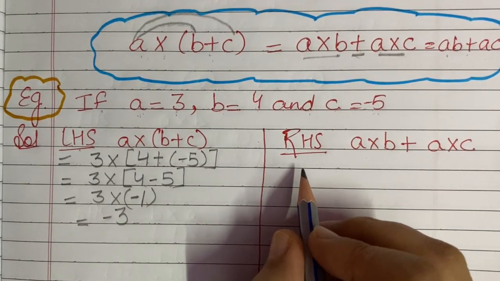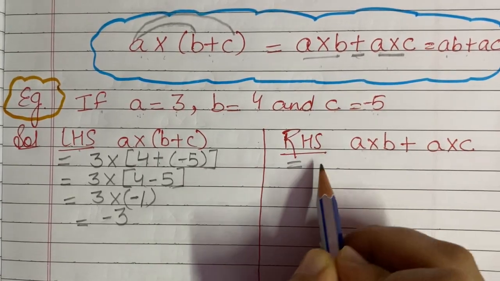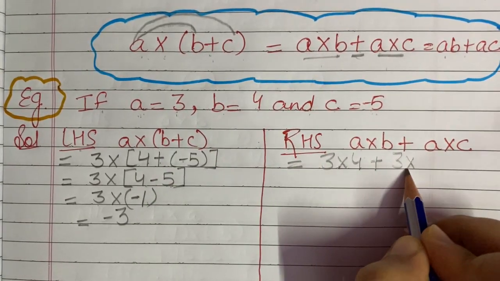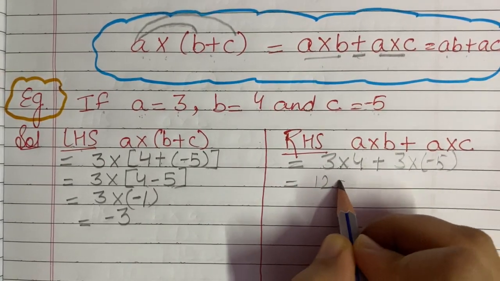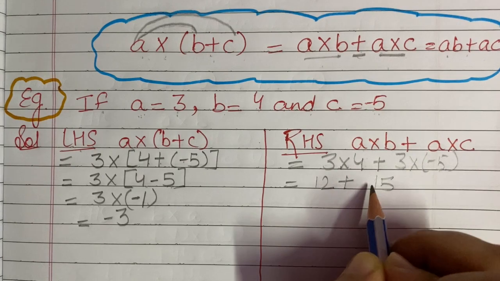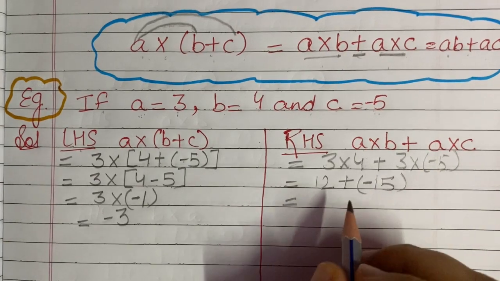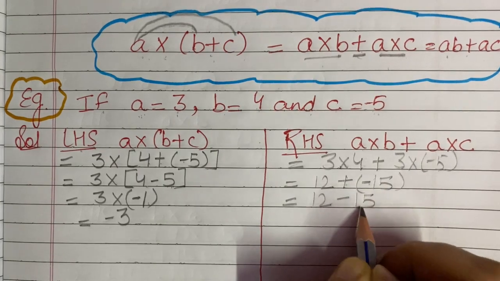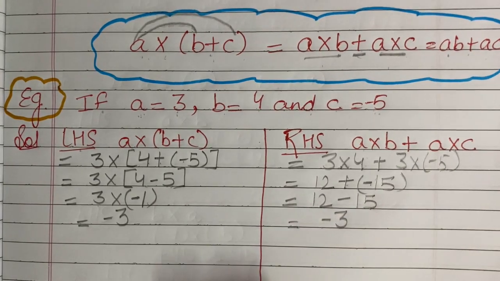Now put the values in the RHS. RHS is a into b plus a into c. What is the value of a? A is 3, b is 4, plus a is 3 and c is minus 5. Now students, in the next step 3 4s are 12, then plus sign, 3 5s are 15, but this 3 is positive, 5 is negative, so minus 15 will be there according to the rules. In the next step, rewrite it as 12 as it is, plus minus 15. Now 12 minus 15 gives us what? It gives us minus 3 as the answer.